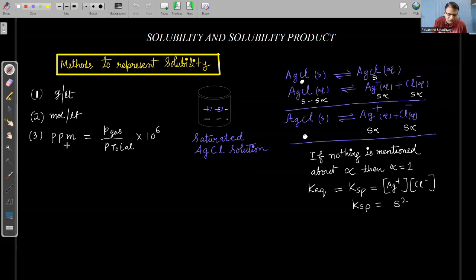And when we discuss acid rain, for acid rain we use ppm, parts per million, where it is defined as pressure of the gas upon total pressure into 10 to the power 6.